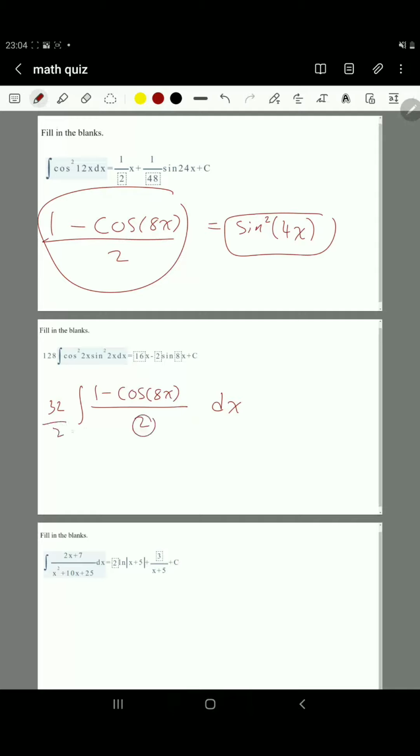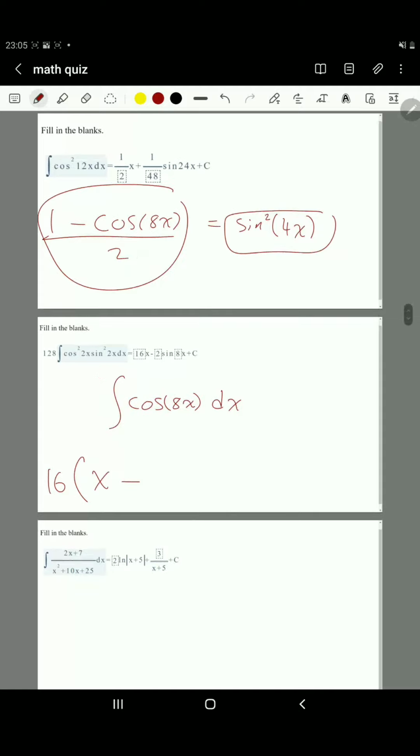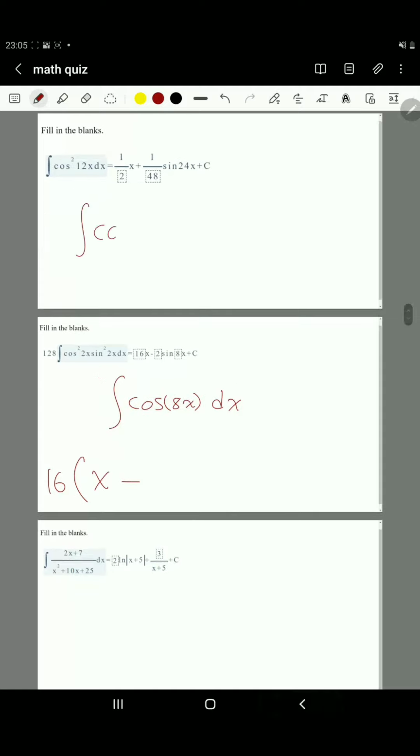2 can be pulled out. 32 over 2 is 16. So all you're going to find now is the integral of this. Okay, so 16, we pull 16 down. Integral of 1 is x, we put it down. So all you need now is the integral of minus cosine 8x. Minus, we put it down. So it's just the integral of cosine 8x. And that's a really easy integral.